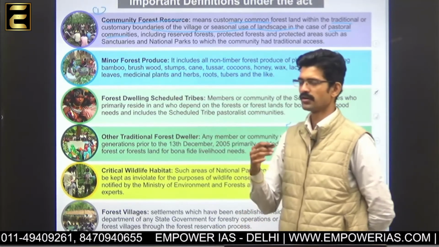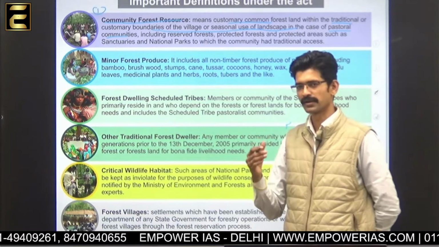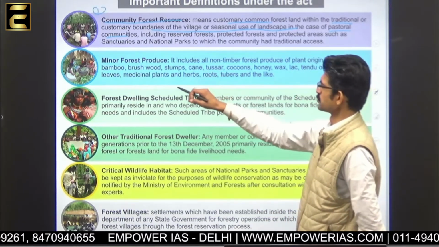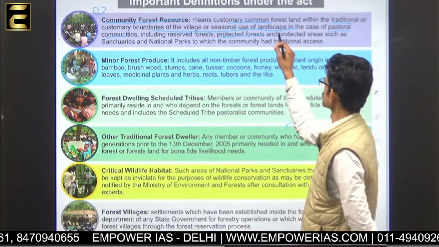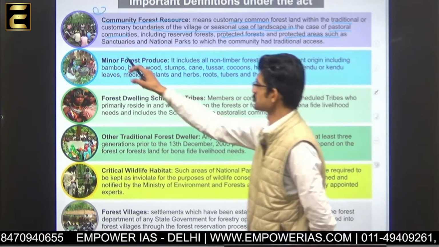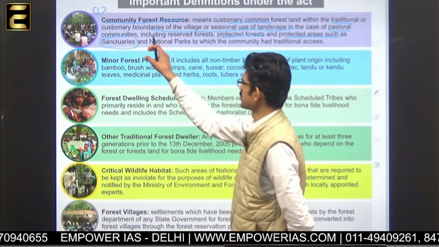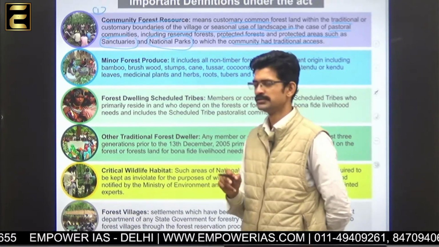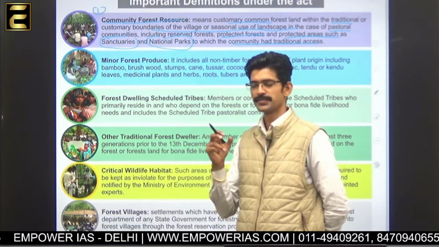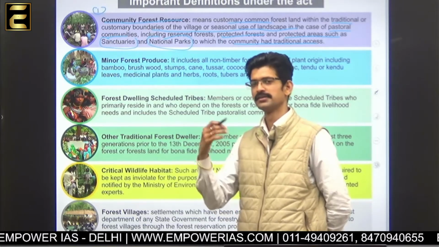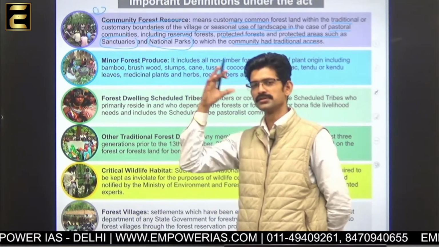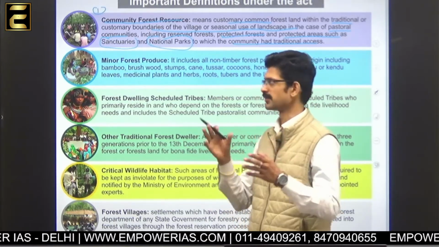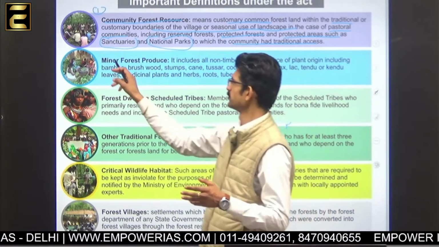जो चरवाहे और वैसे कम्युनिटीज़ जो कि माइग्रेट करते रहते हैं एक से दूसरी जगह, तो उनके लिए कम्युनिटी फॉरेस्ट रिसोर्स and protected forest and protected areas such as sanctuaries, wildlife sanctuaries and national parks to which the community had traditional access, where such communities were already grazing, traditionally with their fathers, forefathers, and even the oldest part of their family culture was to cultivate and do the forest production.